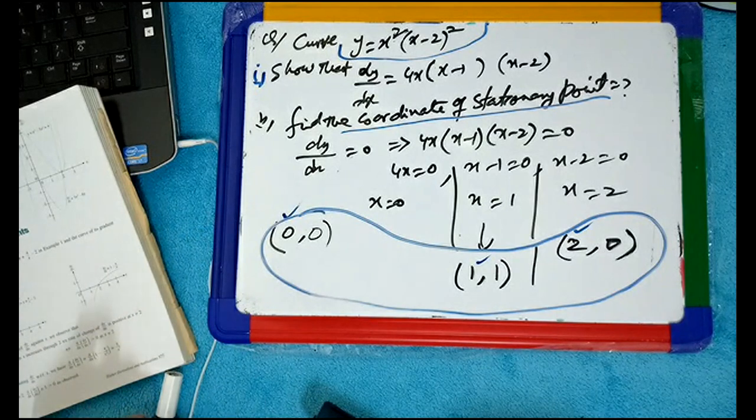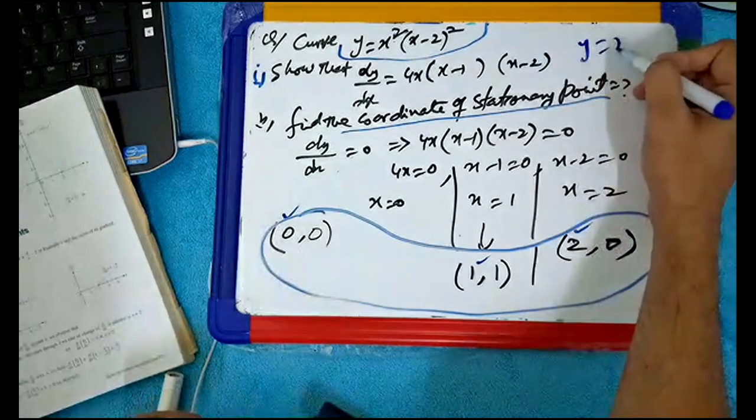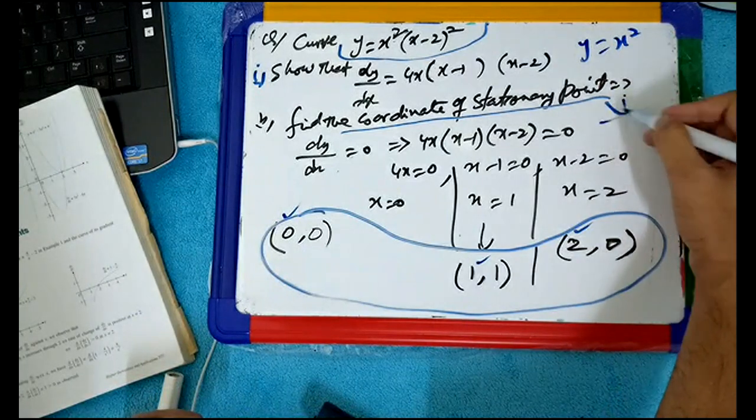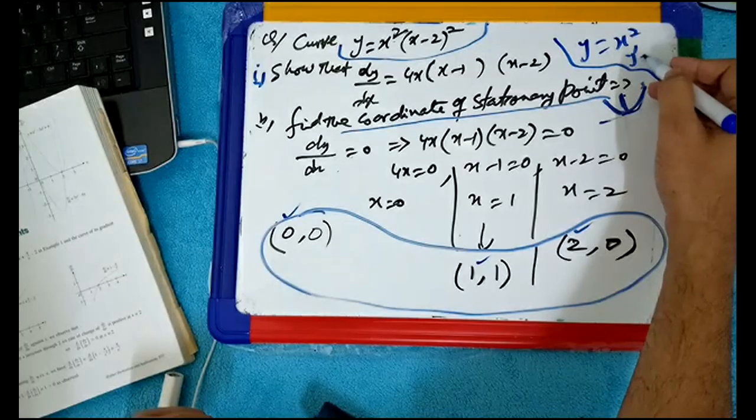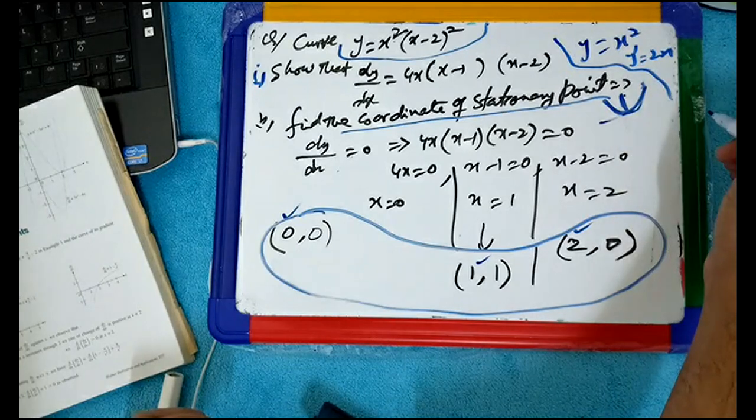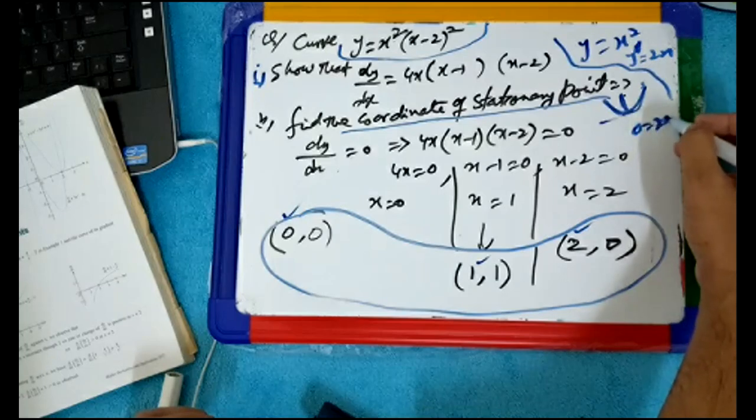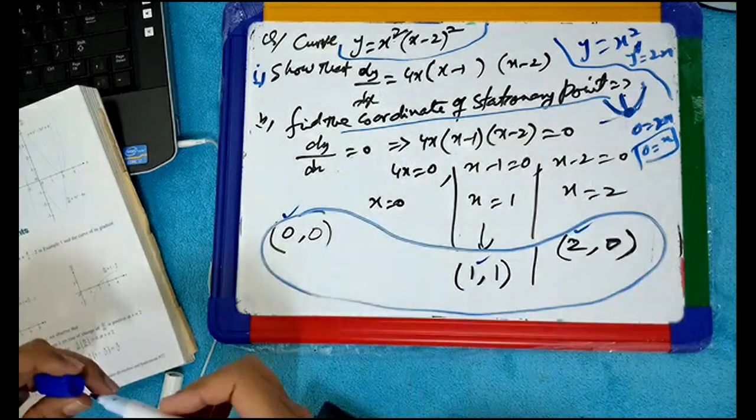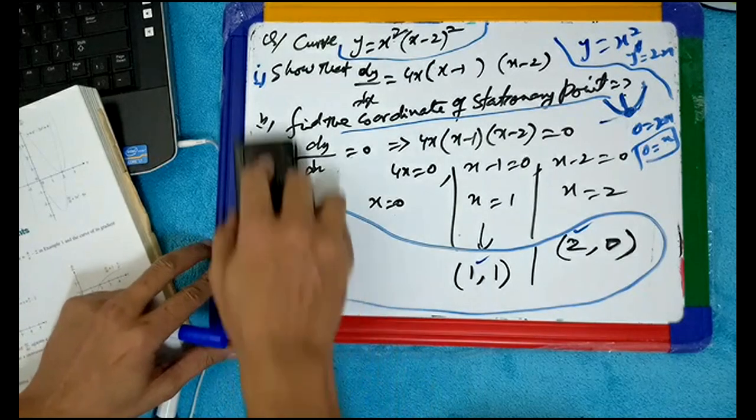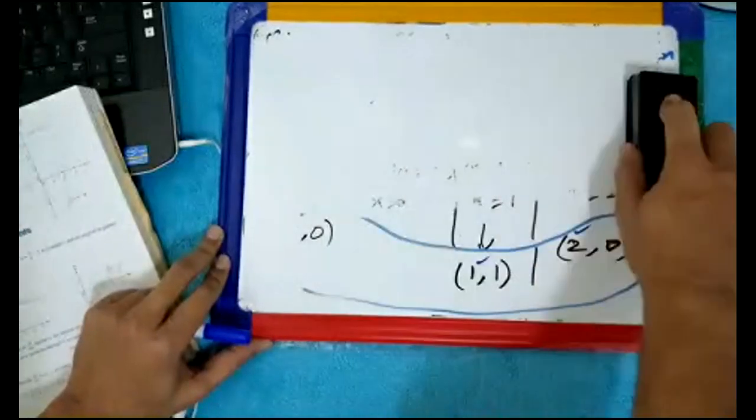Because when you differentiate, say y is equal to x square, the curve is like this. Everyone knows the quadratic curve is like this. If you differentiate this, the answer is 2x. Now 0 equals 2x, so x equals 0. Only one stationary point has come. Yes, this is calculus. This part is also done.